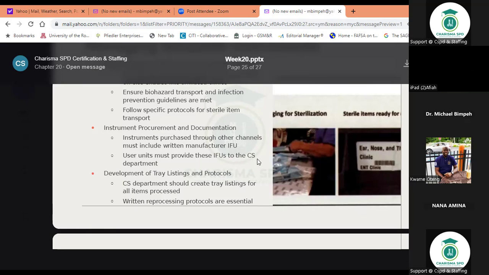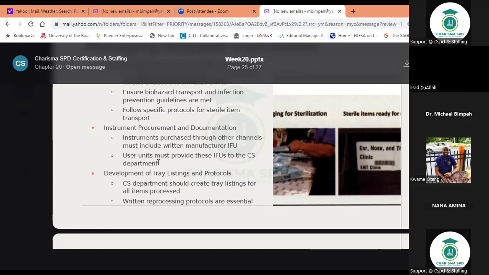Now, user departments must provide these IFUs to the CS department. Why am I laughing? Because in my last facility, something happened. A clinic bought something that looks plastic in nature, and they wanted us to sterilize it. They never attached the IFU. So we didn't know whether those plastic things could be done by high-level disinfection, or low-temperature sterilization, or high-temperature sterilization. I don't know who made the mistake at that point.